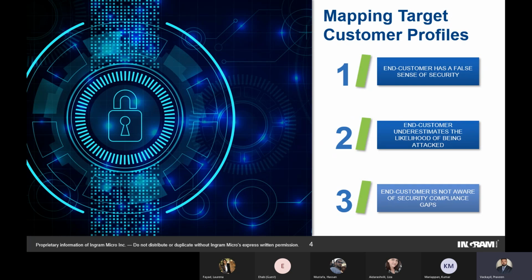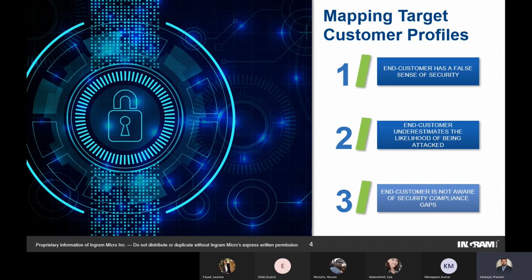The first response is where the customer thinks, you know what, we are already fairly secure. Given our risk profile and our exposure, we have a sufficient amount of security and we don't really need to augment our security capabilities or defenses.